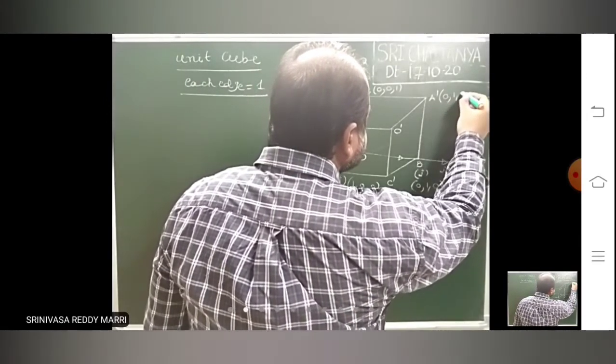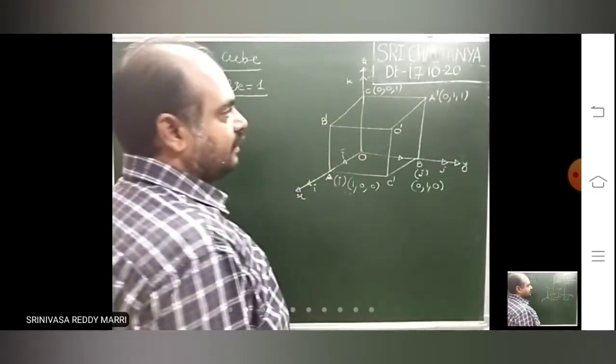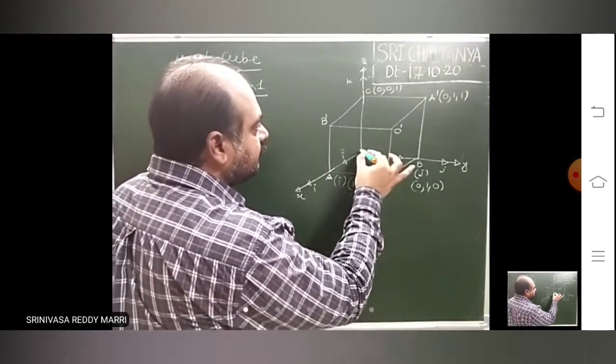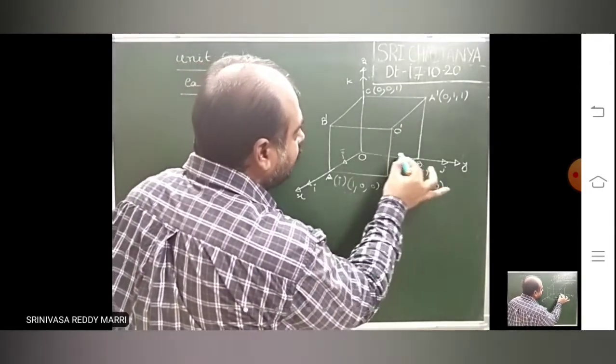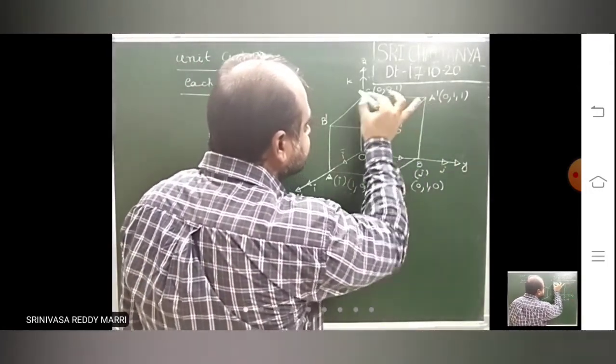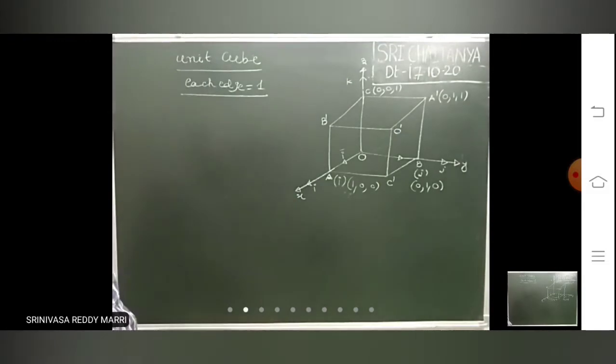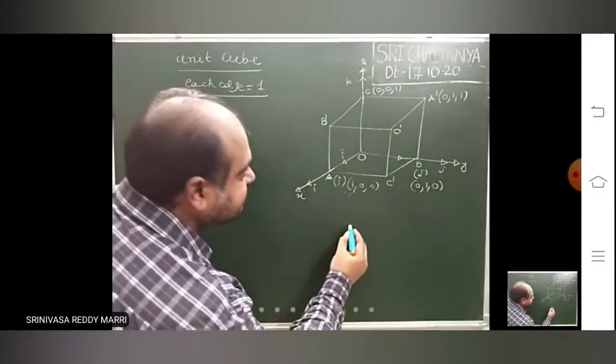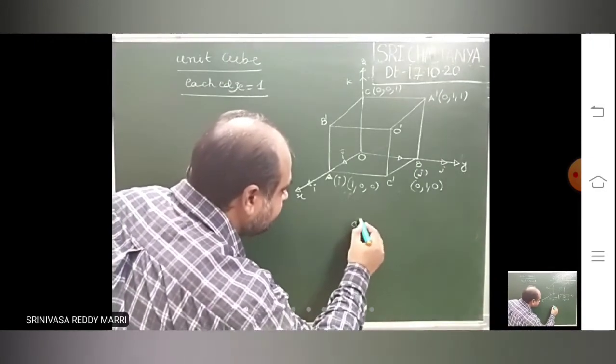Y coordinate 1, Z coordinate 1. Or otherwise you can do like this. Look at this face, OBA'C. OA' is one diagonal.